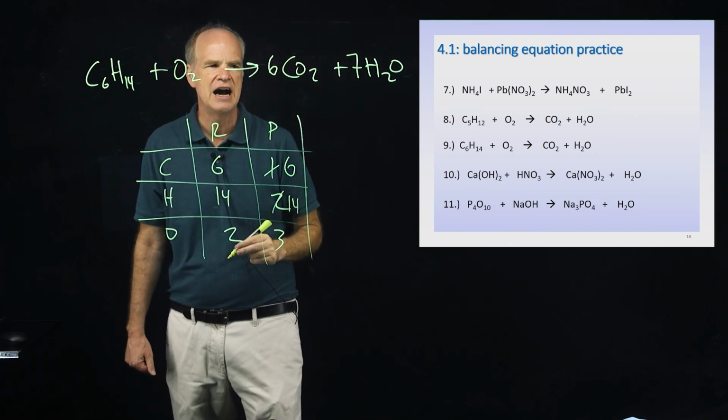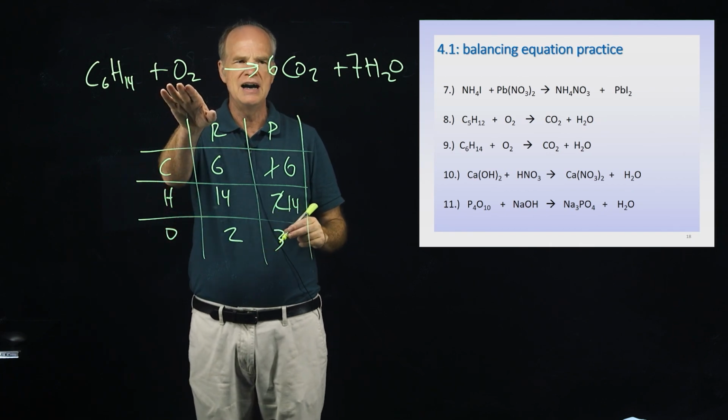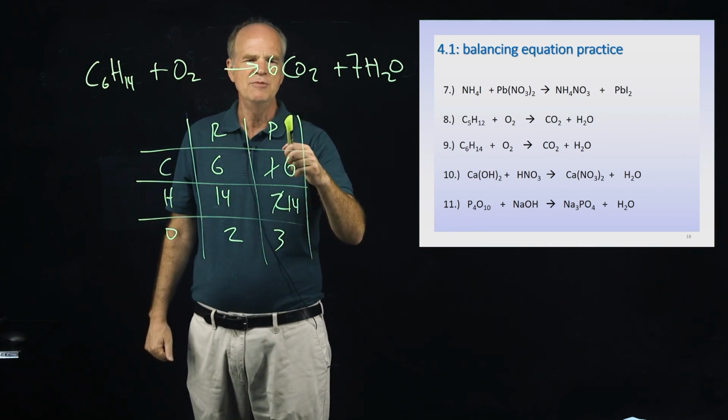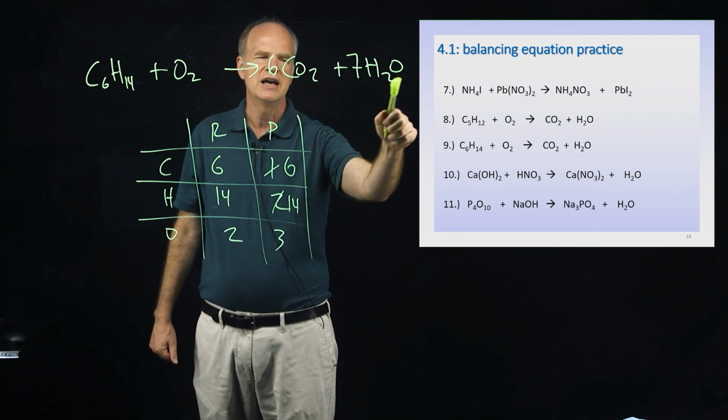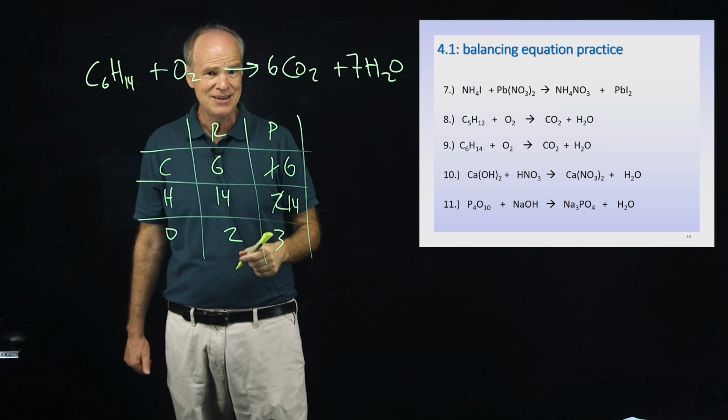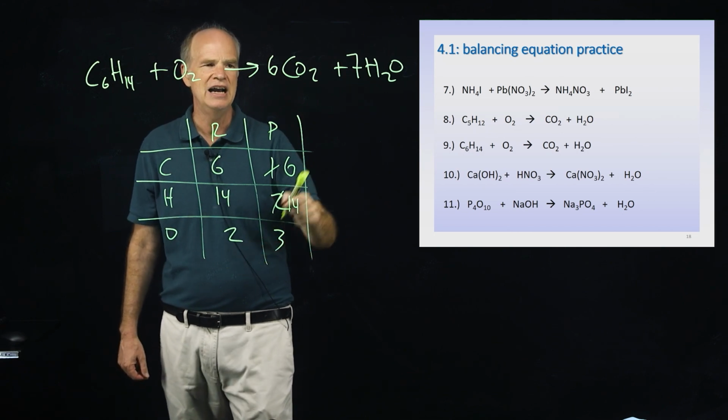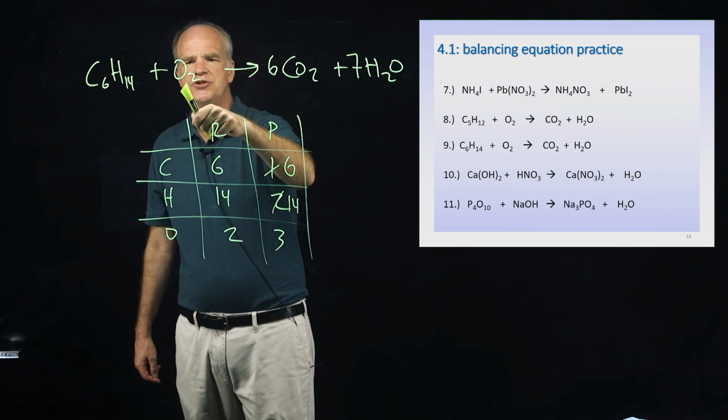Okay, let's take a look at the oxygens. We have 2 on the left, and how many do we have on the right? We have 12 in CO2, and we have 7 in water. So we have 19 oxygens on the right and 2 oxygens on the left.